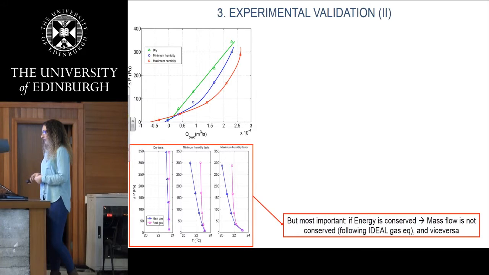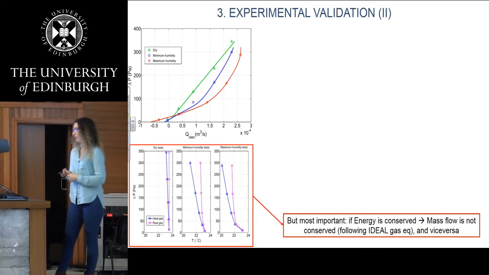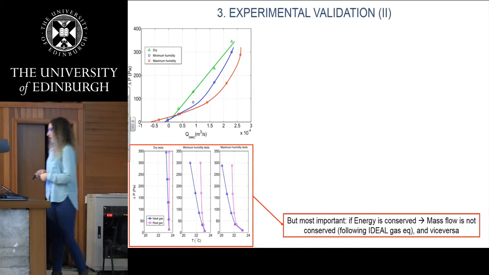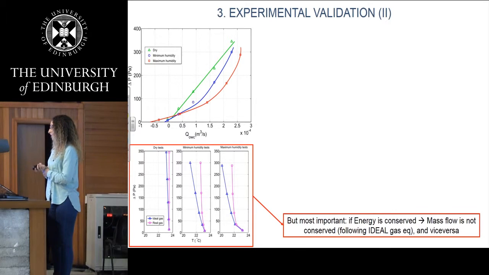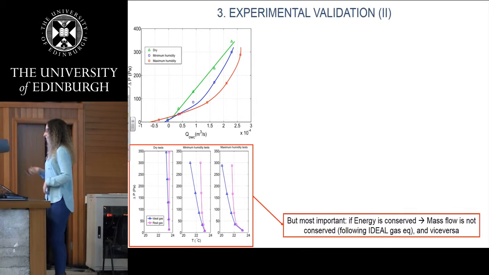And this was a result that at the beginning looked not important, but as you can see, as I increase the humidity, the variation between the ideal temperature and the real temperature calculated following the real gas equation differs. So what I checked is that in my wind tunnel, when I applied the energy conservation equation, the mass flow was not conserved if I use the temperature that I obtained from that equation.